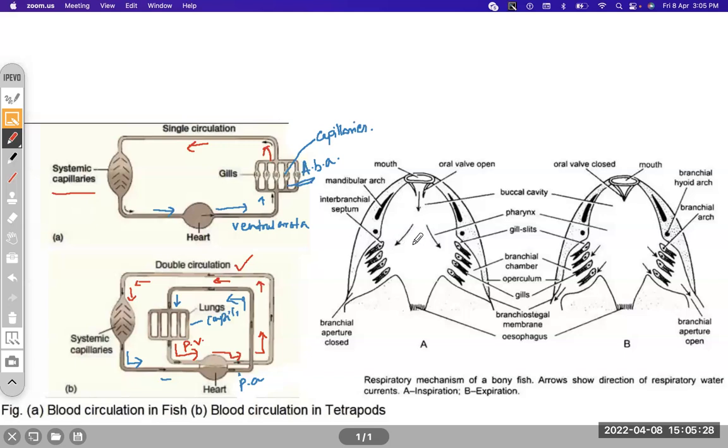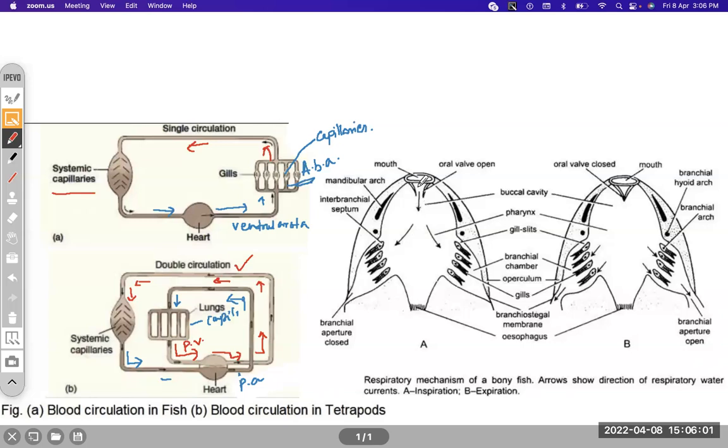पानी अंदर लिया, that water has entered in the buccal cavity and pharynx, and with the help of muscles associated with these chambers, volume of buccal cavity and pharyngeal cavity increases, floor of the pharyngeal cavity lowers down, and then roof goes upward, so space is created, so large amount of water can be taken inside with the help of this oral valve, when oral valve is open through mouth.